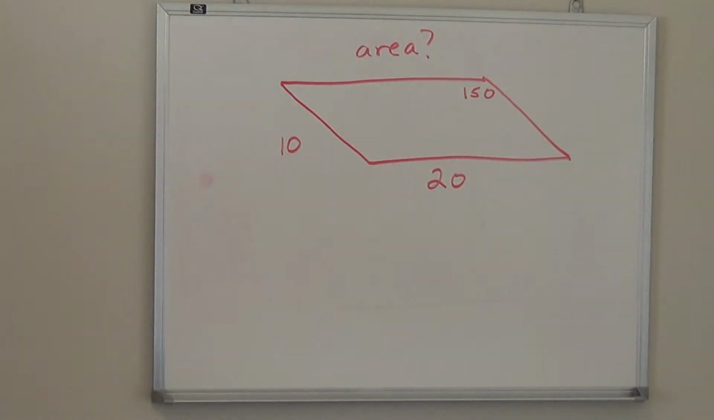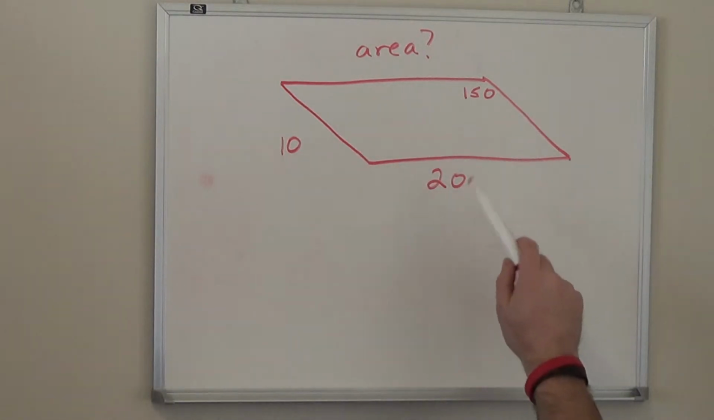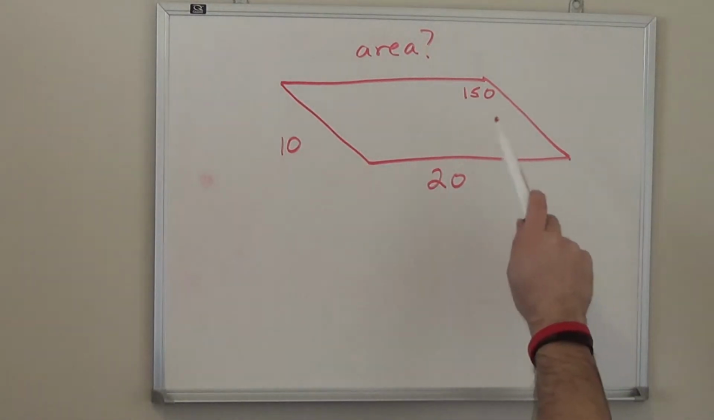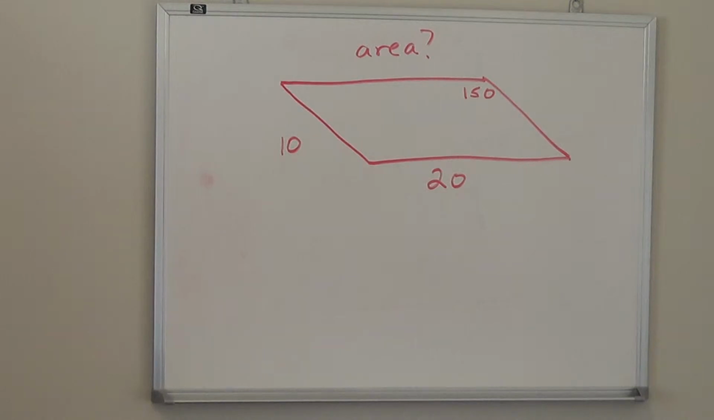Okay, we're back here today. Let's look at something that comes up quite a bit on the ACT, a parallelogram. Let's see what we got here. It's a parallelogram. They tell us one side's 20, the other's 10. They give us an angle of 150. Quite straightforward, just want the area. So let's just get right into it.